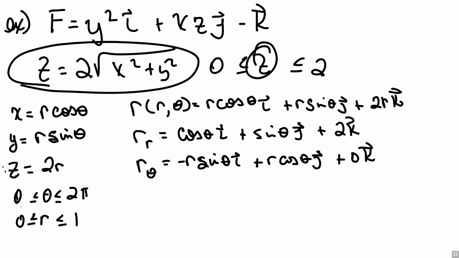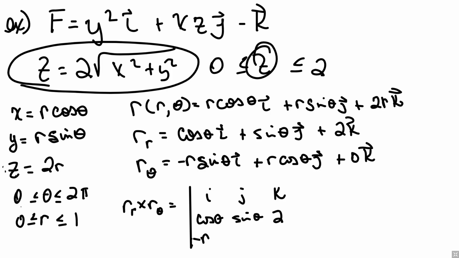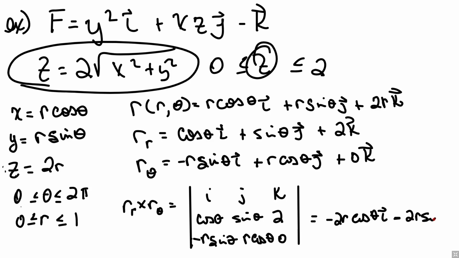All right, so if we look at the cross product, we're going to end up with negative 2r cosine theta in the i minus 2r sine theta in the j plus, excuse me, not 2, but just r in the k.